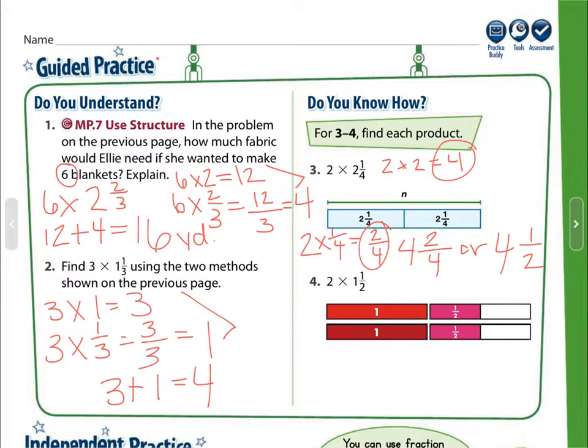All right, last one, number 4. We are going to multiply our whole numbers. This one's very easy. 2 times 1 equals 2. And now we'll multiply the fraction. 2 times 1/2 equals 2/2, and we can rename that as 1. Finally, I'm going to combine my 2. 2 plus 1 equals 3. Easy peasy.